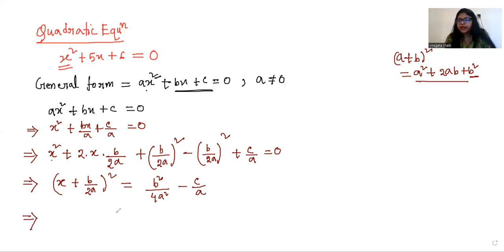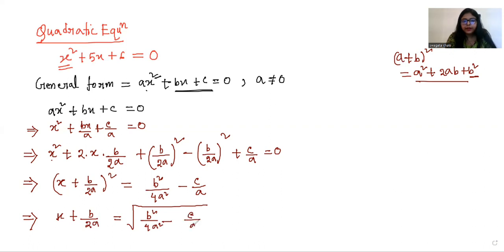Now if we want to take the value of x, then we have to square root this, right? We have to square root this. So if we square root both sides, then we will get here x plus b by 2a, and here we will get b square by 4a square minus c by a.